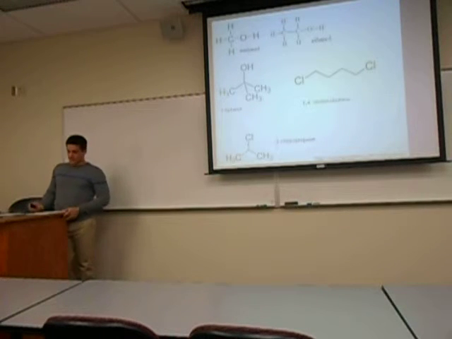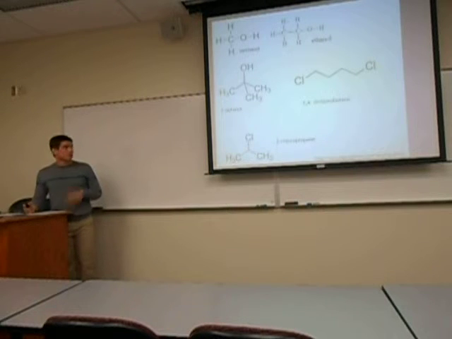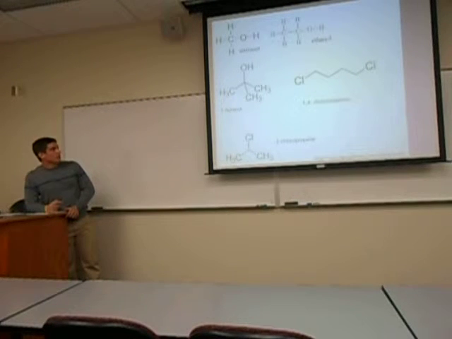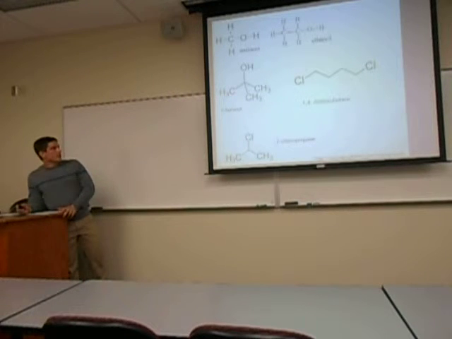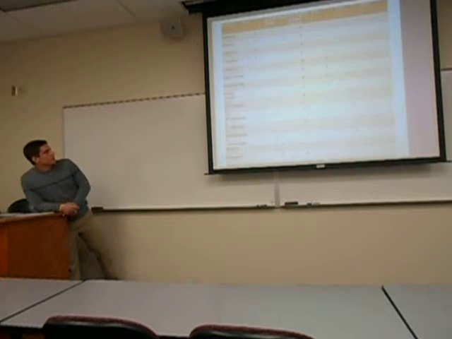So we were given 15 different molecules and their structures. As seen here are a couple. Here are methanol, ethanol, t-butanol, 1,4-dichlorobutane, and 2-chloropropane. From this, we had to determine certain functional groups that were present, and we had to put them into a table such as this.